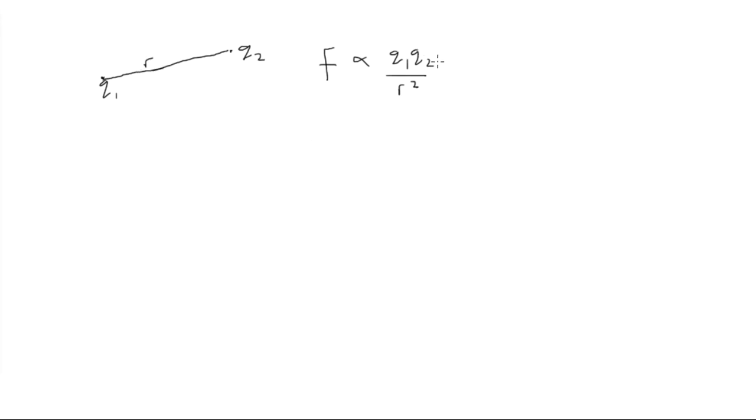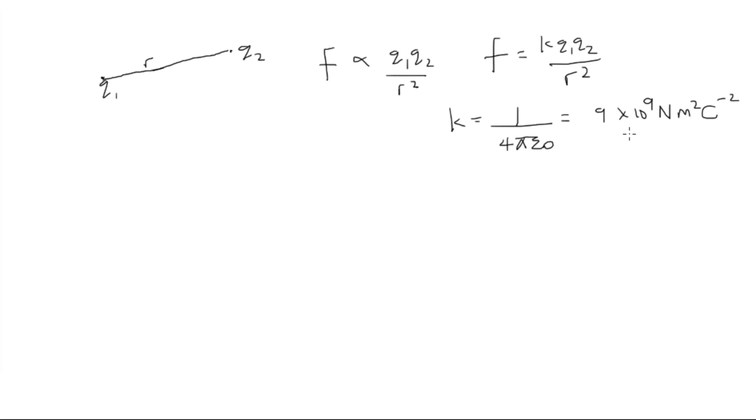So we have something of this nature: F equals K Q1 Q2 over r squared, where K is a constant of proportionality and is equal to 1 over 4 pi epsilon naught, and the value of this is 9 times 10 to the power 9, with the unit of Newton meter squared per Coulomb squared. You can find this unit by making K the subject of the formula. Now, this is the formula that is derived from Coulomb's law.